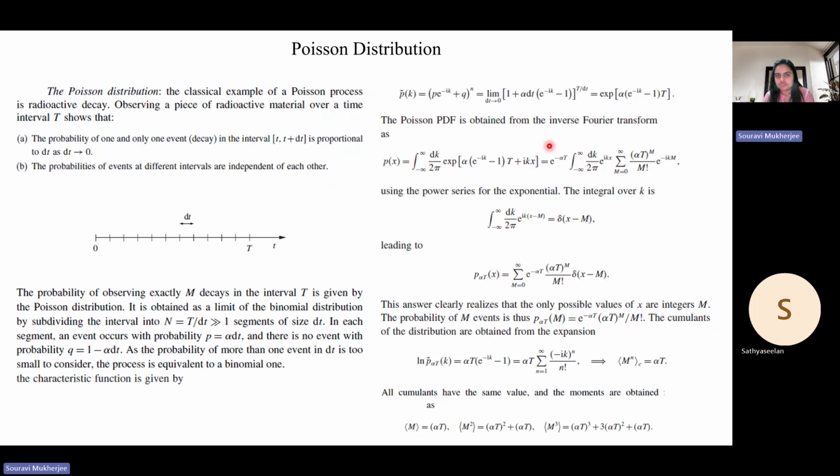The cumulant or the characteristic function. From there, you can actually find the different cumulants or the moments, right? And that turns out to be equal. So it says that all cumulants are the same for this distribution, and that is given as alpha t. Okay. So now once you know the cumulants, you can write all different moments in terms of the cumulants.